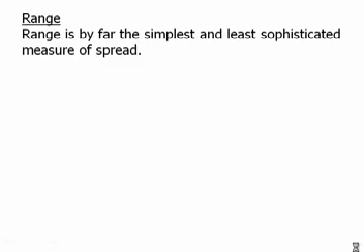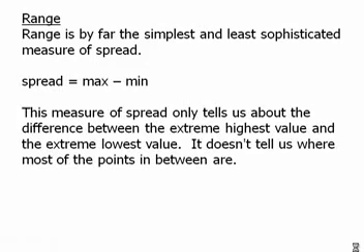Range is by far the simplest and least sophisticated measure of spread. The range is simply the max minus the min. So in other words, we take the highest number minus the lowest number, that's the range. This measure of spread only tells us about the difference between the extreme highest value and the extreme lowest value. It doesn't tell us where most of the points are between.